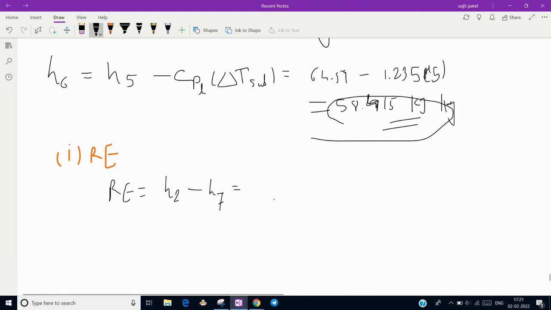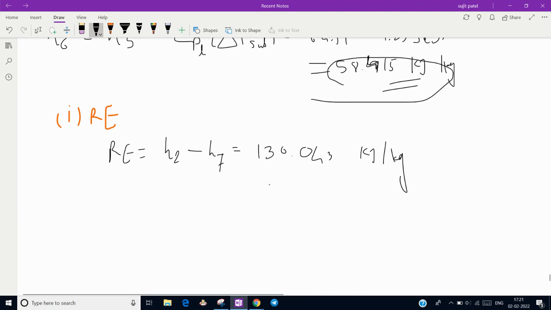So we have refrigeration effect 58.415, 130.043 kilojoule per kg. Okay. Now second thing, the mass flow rate of the refrigerant m dot r, because it is flow rate, but in kg per minute, that we have to find.